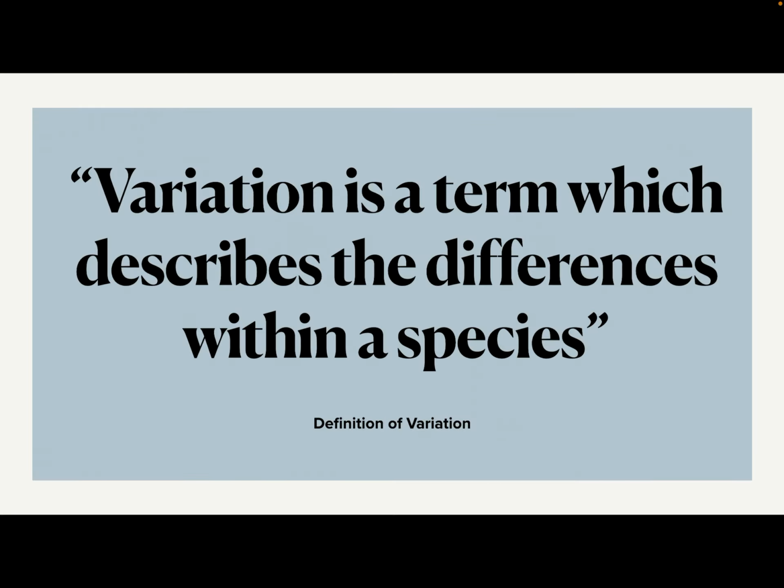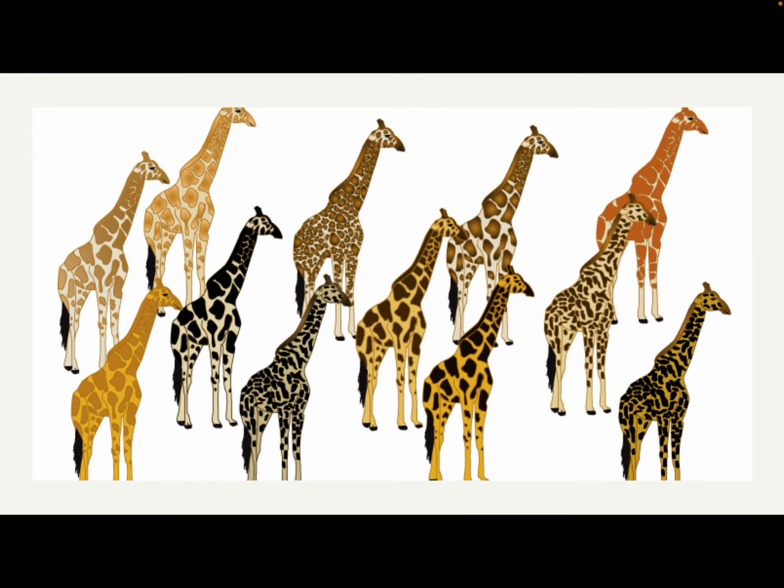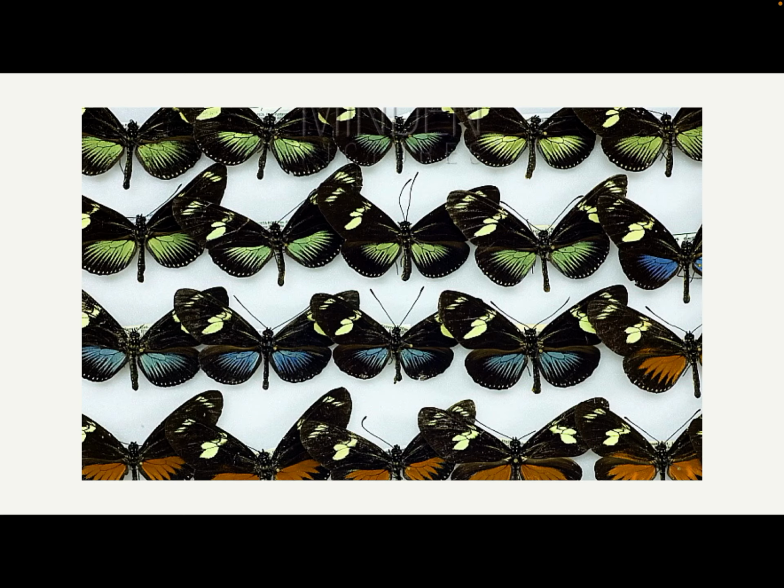Variation is a term that we use to describe the differences within a species. And we're mostly talking about the physical differences here, how different they look. If you look at the giraffes here, these giraffes are all of the same species, but within this population, there's quite a bit of variation. They'll vary in height, they're varying in colour, and they're varying in the camouflage patterns that they have on their skin. So there is variation within the same species.